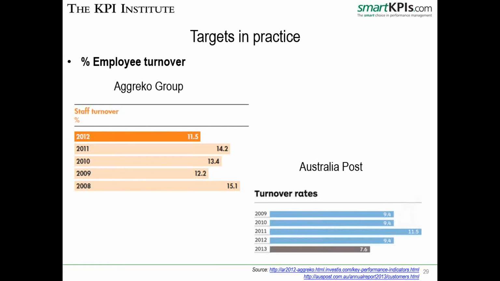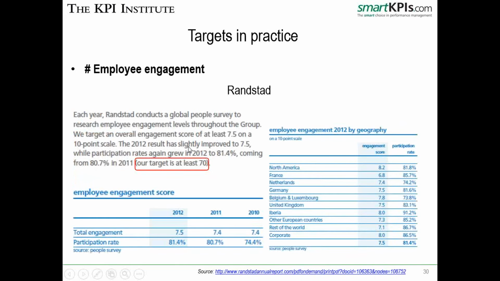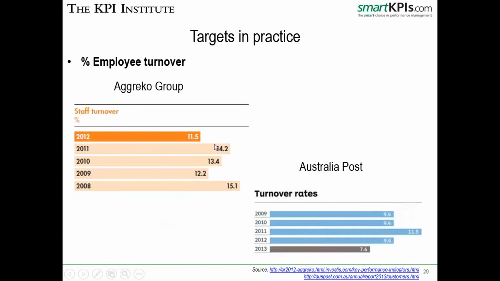Yes, for example, at the Australian Post, what they are aiming for in 2013 is a target around the 7% level, while Agreco Group had a target for 2012 around 11.5. As you can see, all organizations are trying to stretch their targets as much as possible. If in previous years the targets were highly established, as they are approaching the current state, the targets are becoming more stretched.